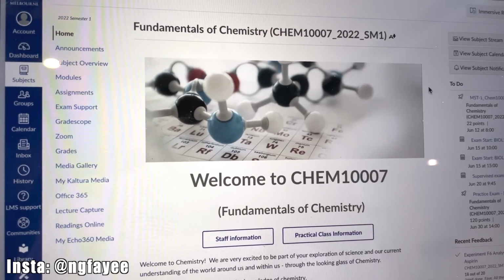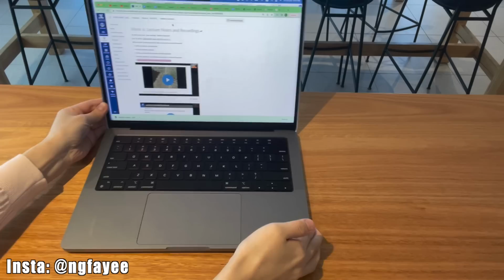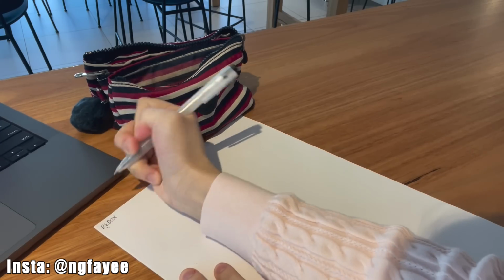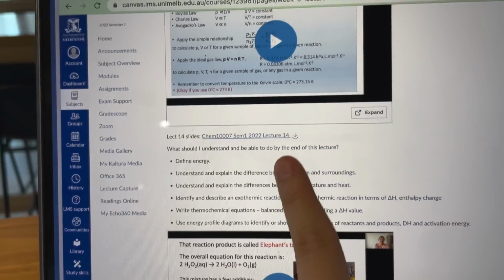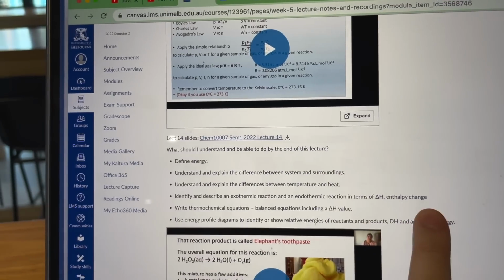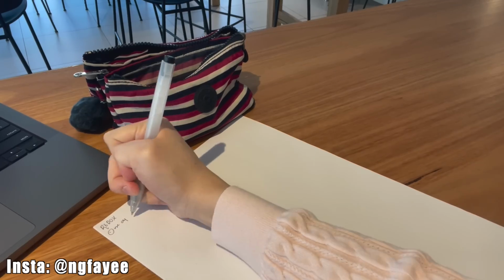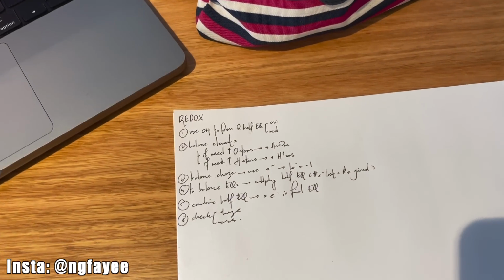You know when you're studying that they'll definitely ask you a question about balancing redox equations. So write down the steps to answering that type of question on a piece of paper or in Notion to save some time. Always look at the learning objectives to know what is important and what will be tested for each topic and lecture. Do this for all the popular or standard questions that they ask for every topic.